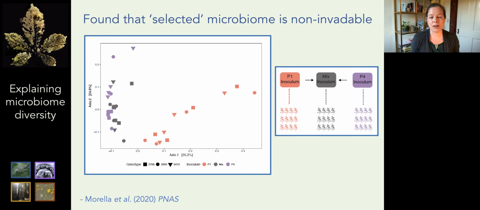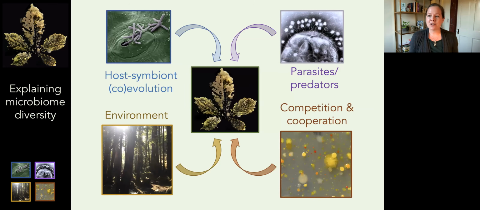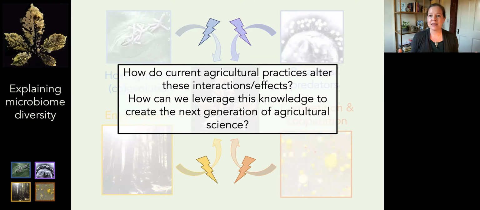So just to wrap up here, I've finished the ride around the carousel. I've shown you 4 examples of how these different factors can shape microbiome diversity. In terms of where we're going next, we're very interested in how these interactions have already been disrupted or might continue to be disrupted based on current agricultural practices.